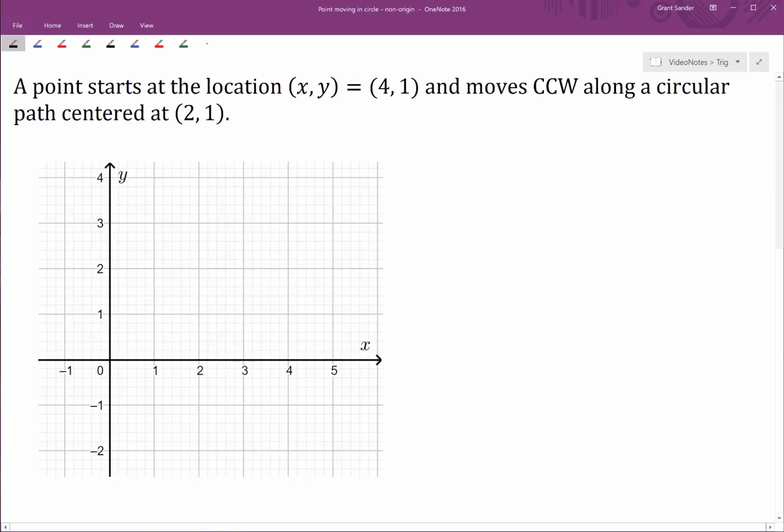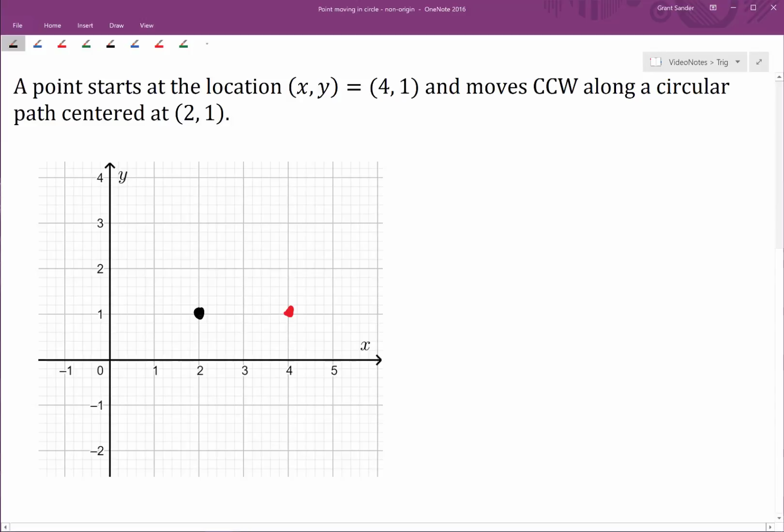Let's look at the following scenario. A point starts at the location (4, 1) and moves counterclockwise along a circular path centered at (2, 1). So our point starts over here at (4, 1), and the center of the circular path is at (2, 1).